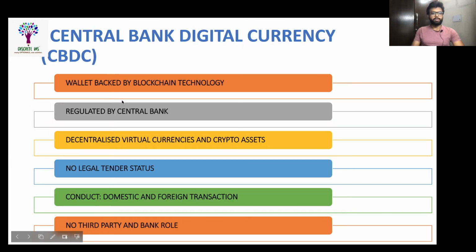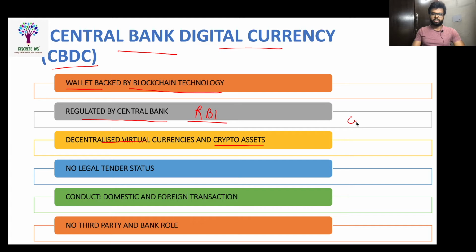Now, coming to the central bank digital currency, CBDC. First, this CBDC can be used through a wallet backed by blockchain technology, and it is regulated by the central bank, meaning the Reserve Bank of India. This is a decentralized virtual currency and a crypto asset. You might have heard about cryptocurrency, which is also based on blockchain technology. So basically this is a legal blockchain cryptocurrency asset backed by the RBI. That's it, nothing else. But it has not received any kind of legal backing.